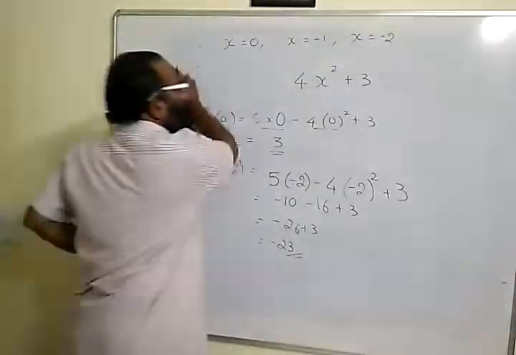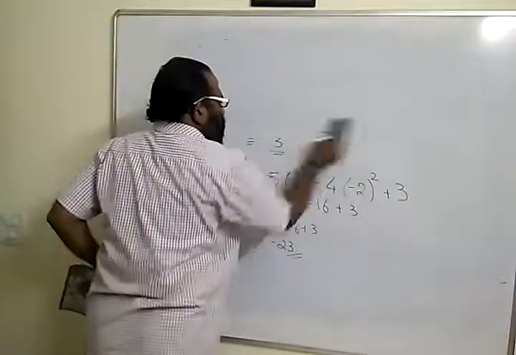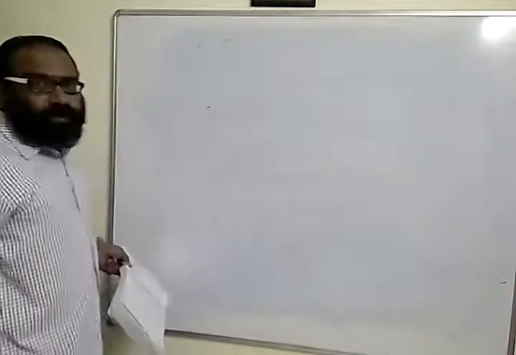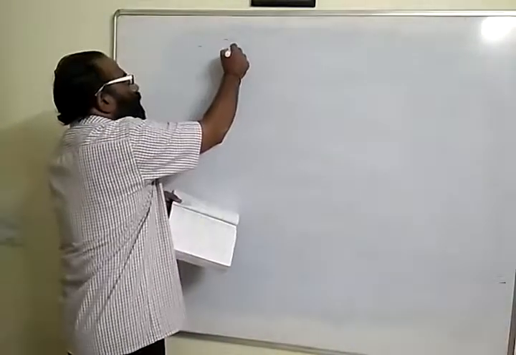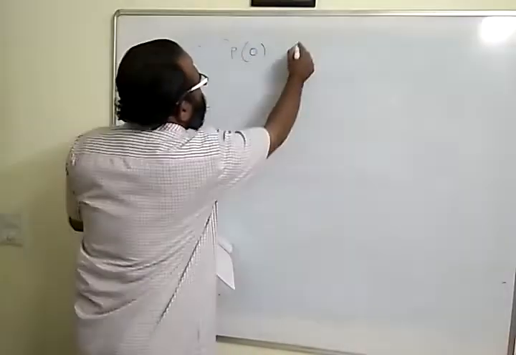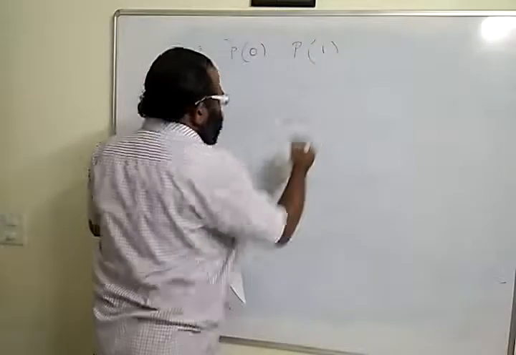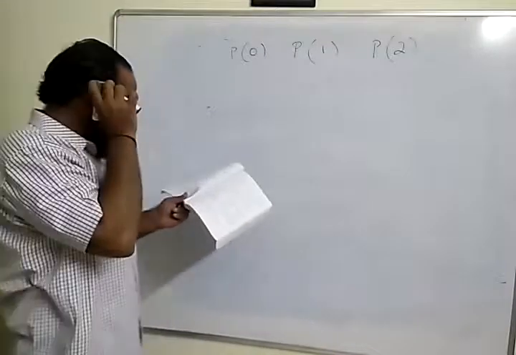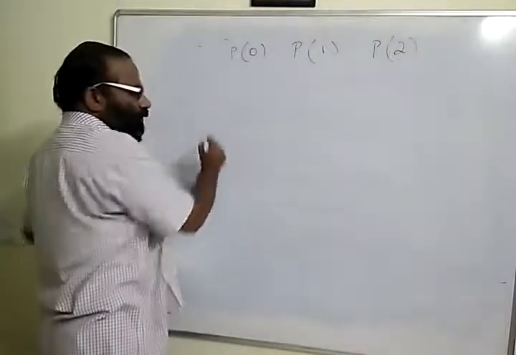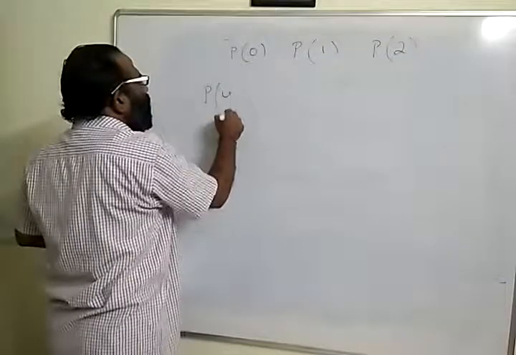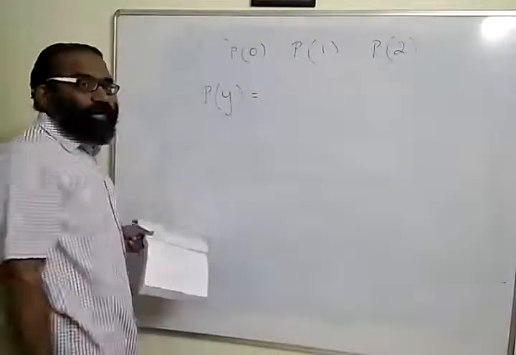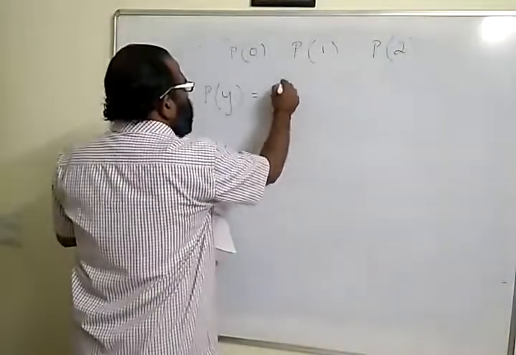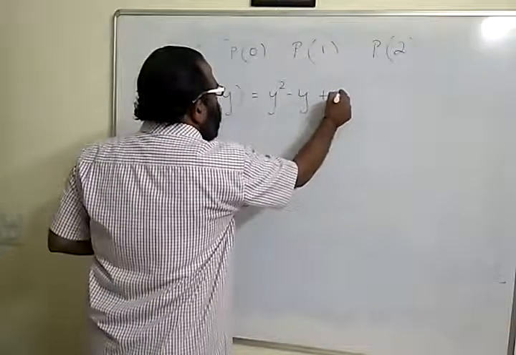Find p of 0, p of 1 and p of 2 for each of the following polynomials. So the first one is p of y equals, so this is a variable in y, that is why it is given p of y. So the function in y squared minus y plus 1.